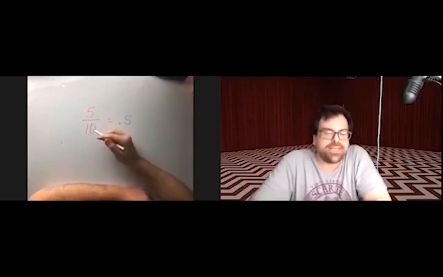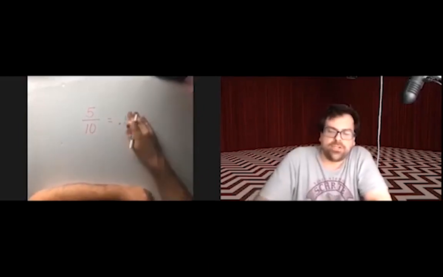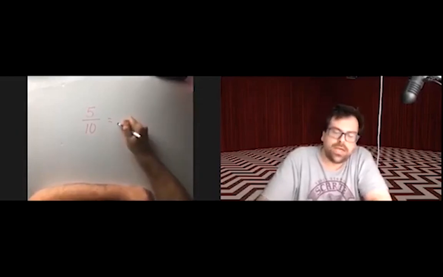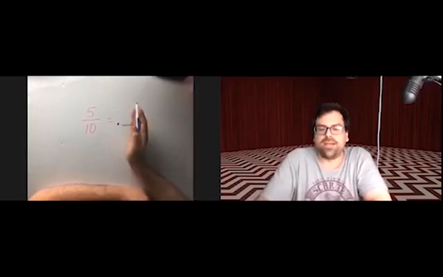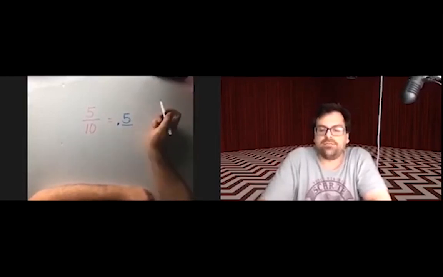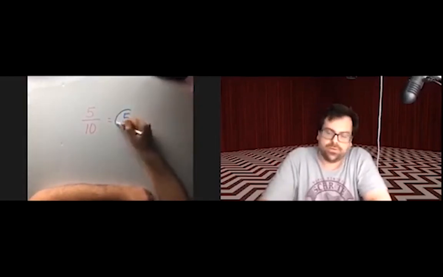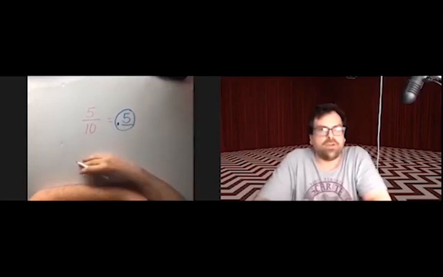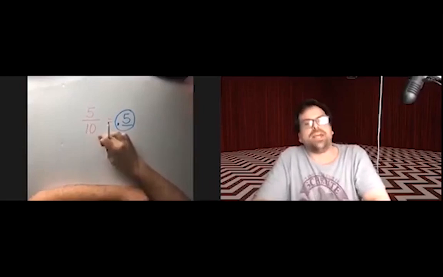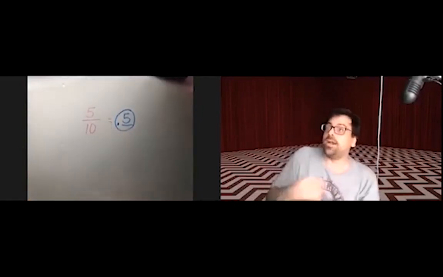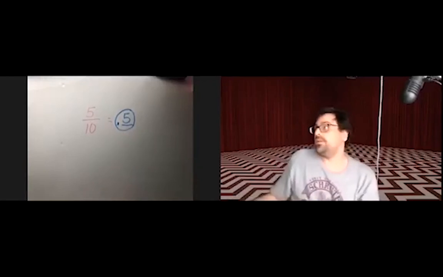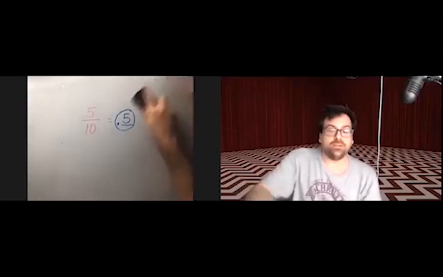5 tenths, because it ends in tenths, we're able to just go, okay, tenths. And then what's our number? We'll write it ending there. 5. There we go, 5 tenths. We're only going to be able to do that with numbers that have a denominator of 10, 100, 1,000, so on and so forth. So let's take advantage of this while we can.